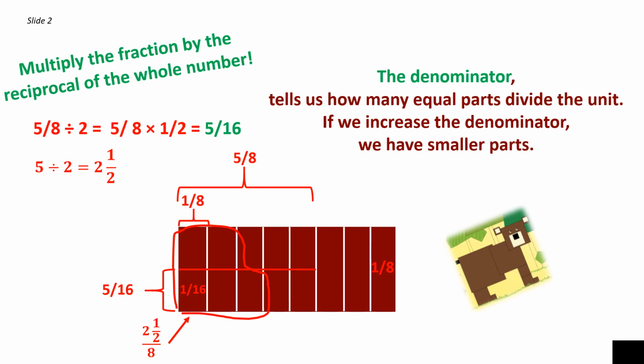And since both computations yield the same answer, it's just easier to multiply 5/8 by the reciprocal of 2, which is 1/2. So in essence, the algorithm doesn't change the answer. It simply gives us an easier computation.